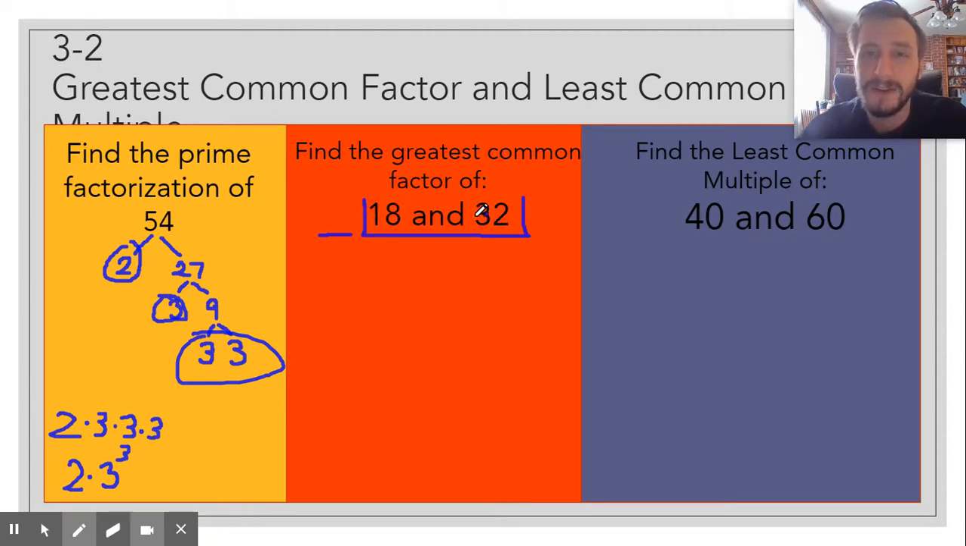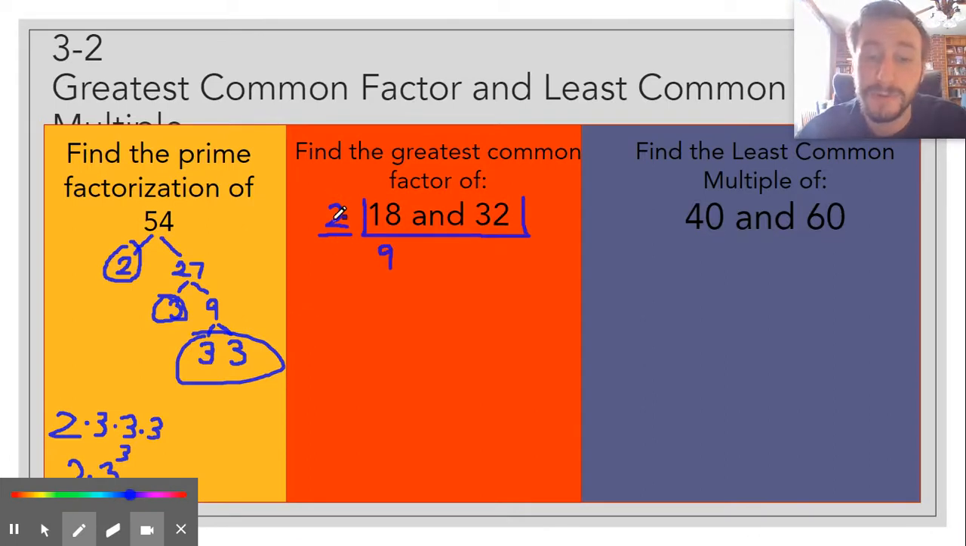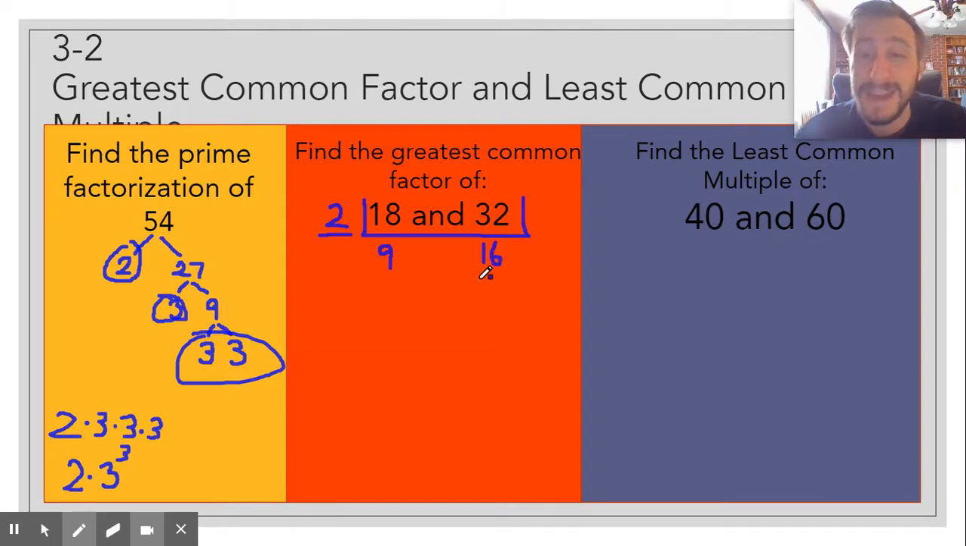So 18 and 32. What I would do is, if you can't think of a number off the top of your head, start small. Use numbers like 2 and 3. Since they're both even numbers, I know 2 can go into both. 2 times 9 gives us 18. And 2 times 16 gives us 32. Now what we want to do is keep doing this until there isn't a number that goes into both of these. Well, 9 and 16.